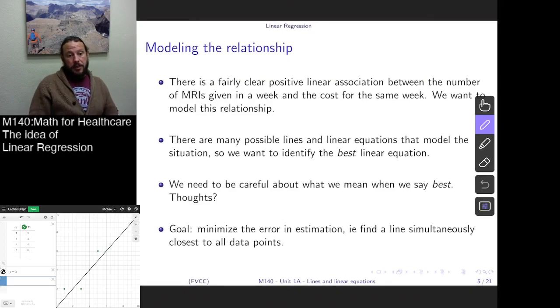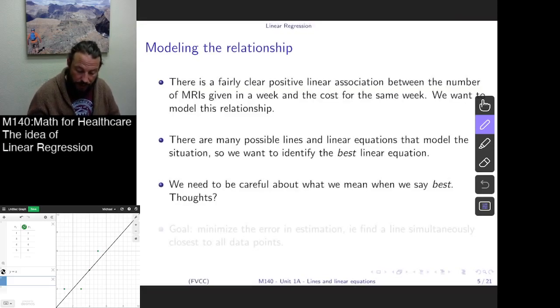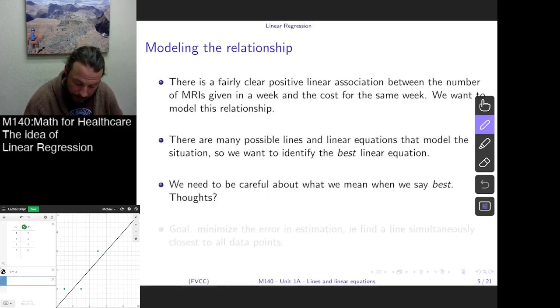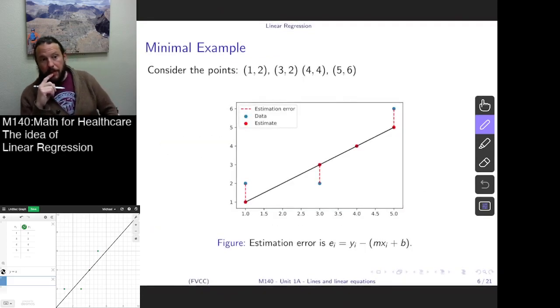Turns out the best is to minimize the error in our estimation. In other words, find a line simultaneously closest to all the points. And you could see, by hand I drew in something that's reasonable. I'm not saying that's the best fit line, but it tells us what we're trying: all lines that are going to be similar to that, and we want to find the best one. All right, now let's think about how to do that.